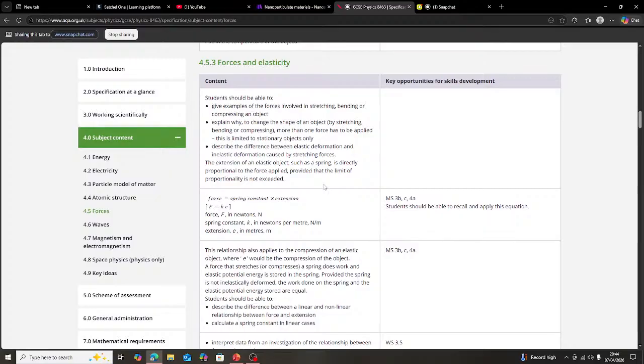All right. So then it goes past its limit of proportionality, which is basically the inelastic deformation point. All right.